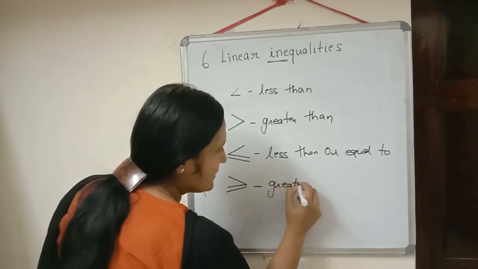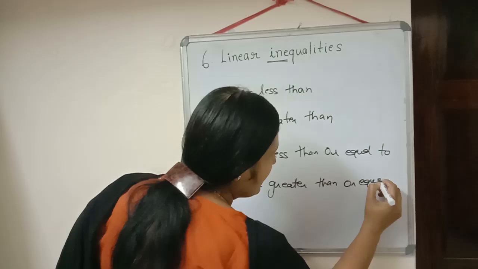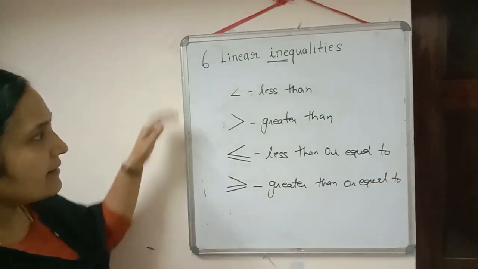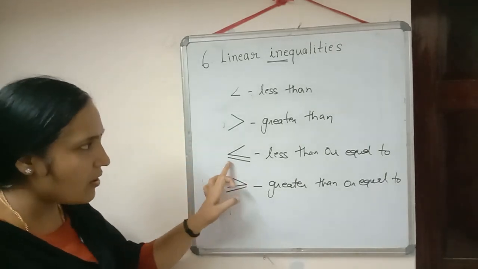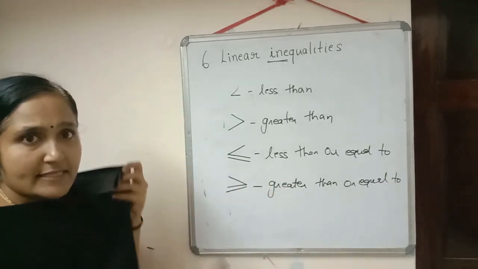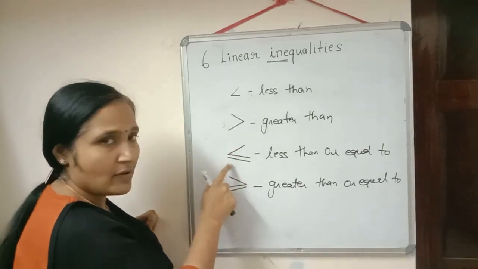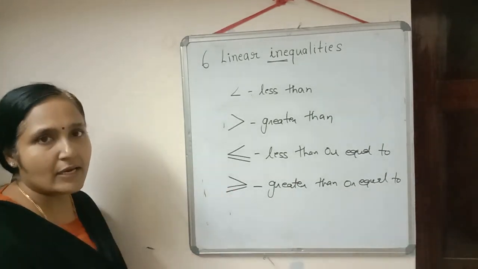So just write down, these are the symbols which we will use here. Greater than or equal to. This symbol is less than. This one is greater than. This one is less than or equal to. So whenever I say less than or equal to, you have to use this symbol. In the same way, greater than or equal to.